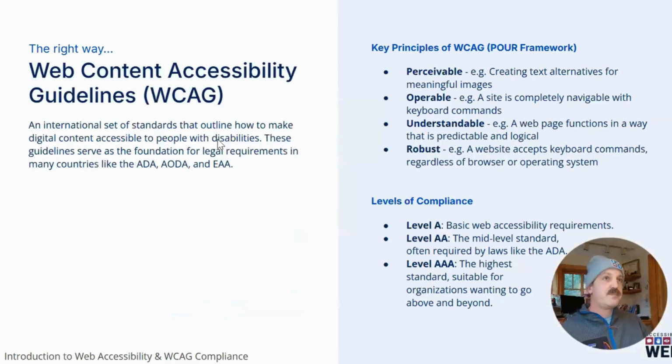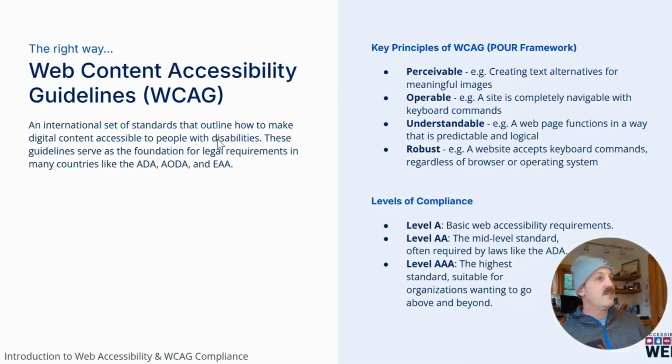All right, so the right way to do accessibility is by following the Web Content Accessibility Guidelines. And the cool thing here is that most of these laws, the ADA, the AODA, the EAA, for the most part, they all point to WCAG. Web Content Accessibility Guidelines is a set of standards that's maintained by the World Wide Web Consortium. It's international. And there are 4 key principles to it. Websites need to be perceivable. They need to be operable. They need to be understandable and robust.